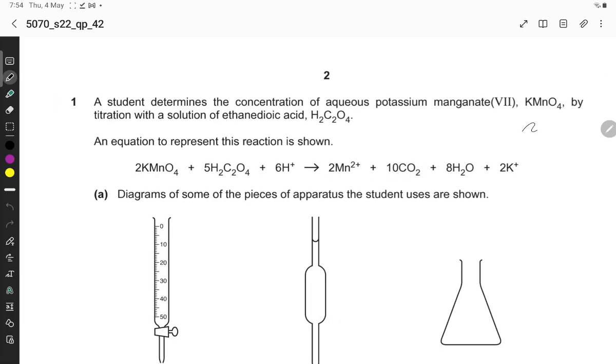This is a redox titration. Whenever potassium manganate or any oxidizing agent reacts with any other reagent, this will act as a reducing agent and it is the oxidizing agent. So this is a redox titration.